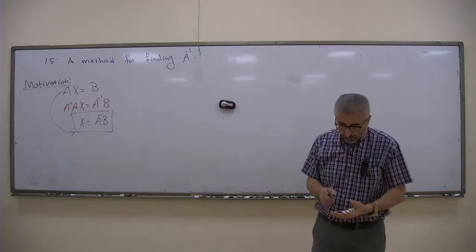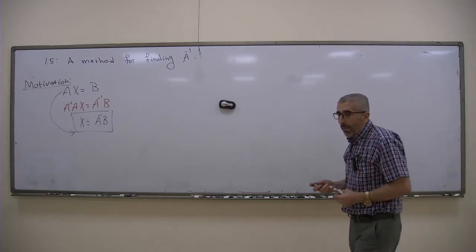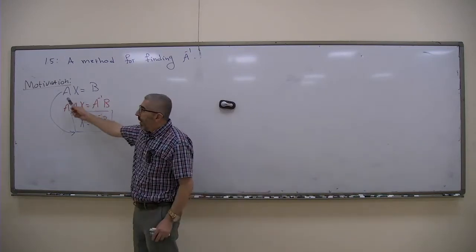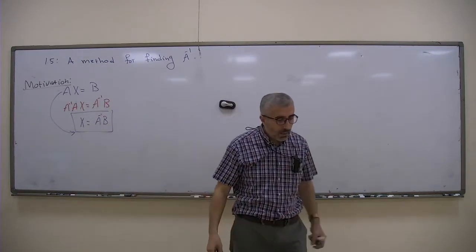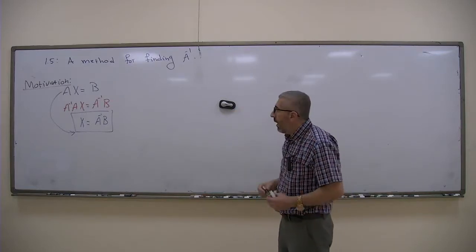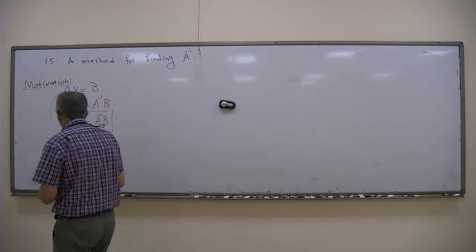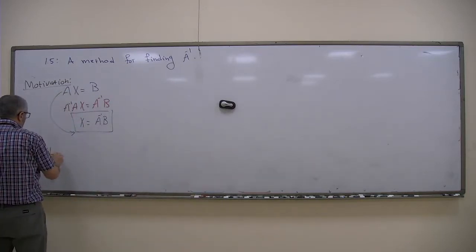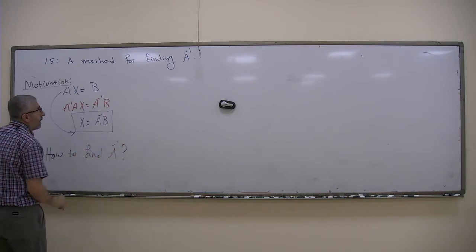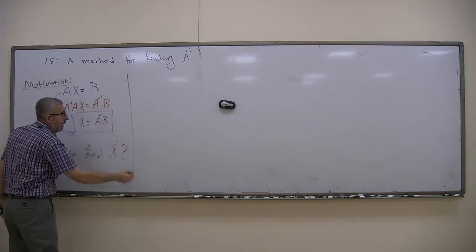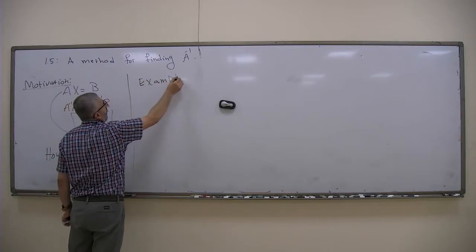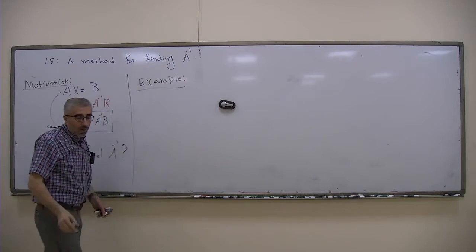So the question is, how do we know whether the coefficient matrix, or a matrix in general, is invertible or not? And if it is invertible, how do we find the inverse? Let me start with an example. How to find A inverse, that is the question that we want to address. And here is an example. After the example, I will explain the method and why it works.